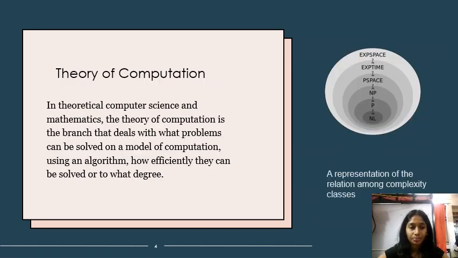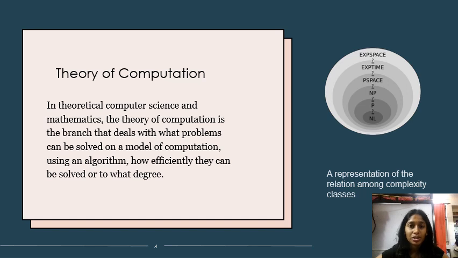Theory of computation. In theoretical computation, computer science and mathematics, the theory of computation is a branch that deals with problems that can be solved on a model of computation using an algorithm, how efficiently they can be solved, or to what degree. It studies the general properties of computation, which in turn helps us increase the efficiency at which computers solve problems. This is done when we estimate the validity of the solutions given by the computer through the theory of computation and then alternate the algorithm so that we can obtain a more reliable solution.